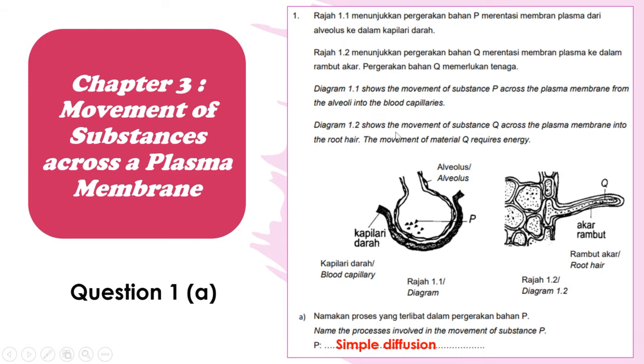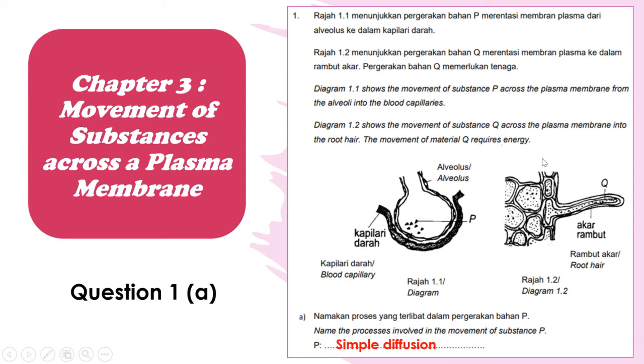Diagram 1.2 shows the movement of substance Q. Substance Q moves across the plasma membrane into the root hair. So the movement of material Q requires energy. Alright, so please underline every key word here, every clue given here. For example, a clue given here is the movement of material Q requires energy.